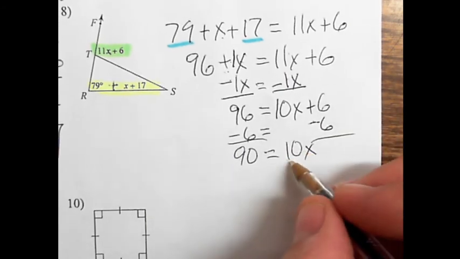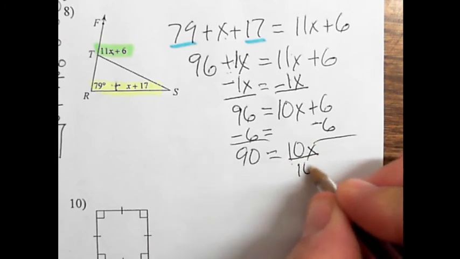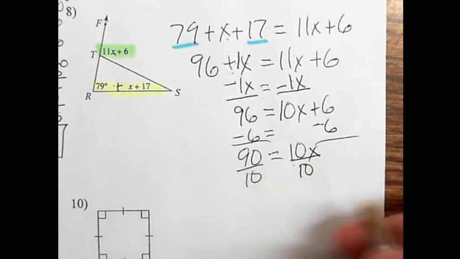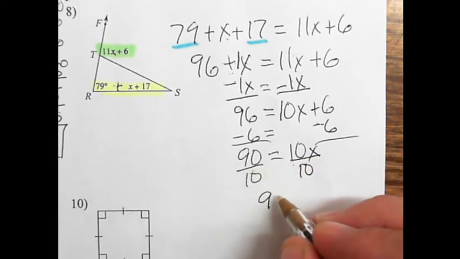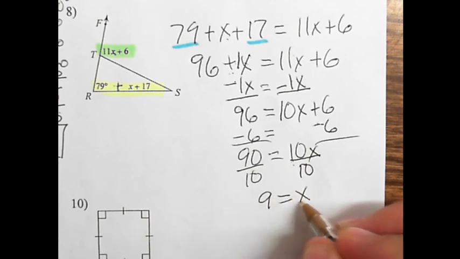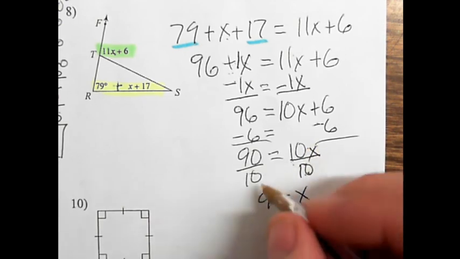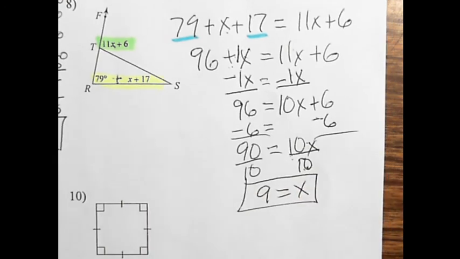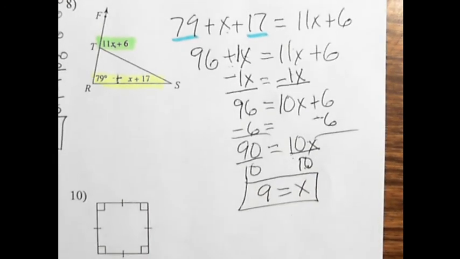10x means 10 times x. The opposite of multiplying by 10 is dividing by 10. Whatever I do on one side, I do on the other. 90 divided by 10 is 9. 10 divided by 10 is 1. 1 times x is x. Well, bam, with the bacon sizzle, x equals 9.